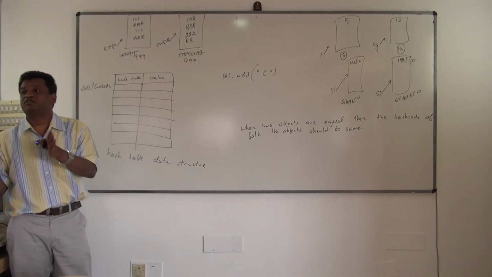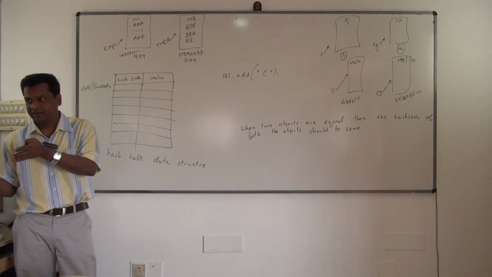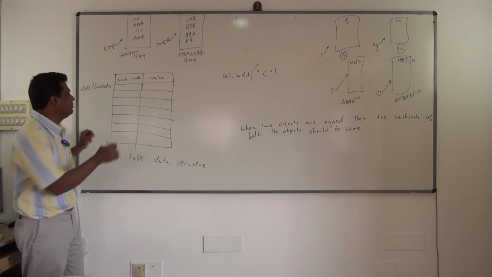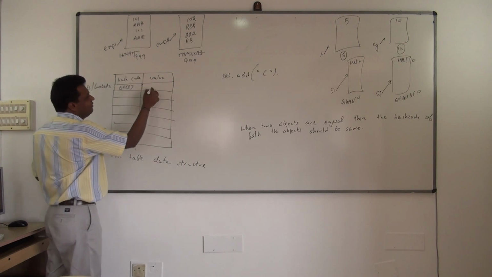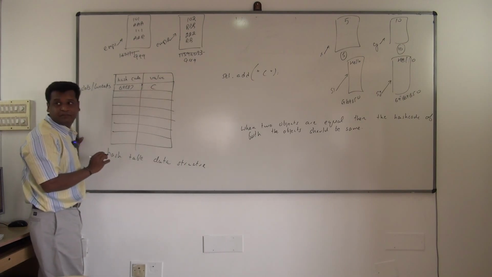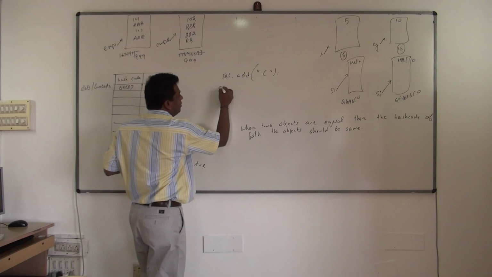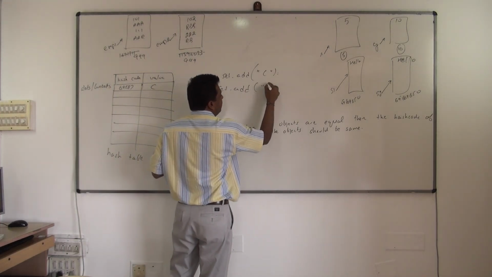String C. When I say string S1 is equal to new string of C, it has a hash code now. So that hash code will be taken. The hash code value will be something like 6958, and the value is C, like this. Similarly, when I call set.add of B, B will also have a hash code.